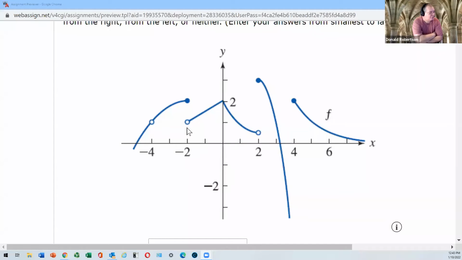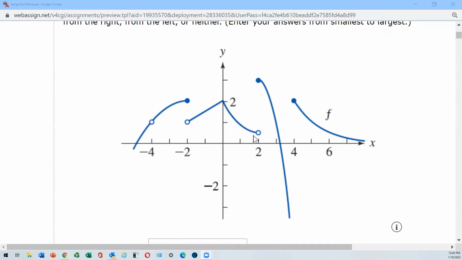Starts with a J. What's happening there? Okay, jump discontinuity. What's happening at x equals 2? It's the same. Jump. Another jump.